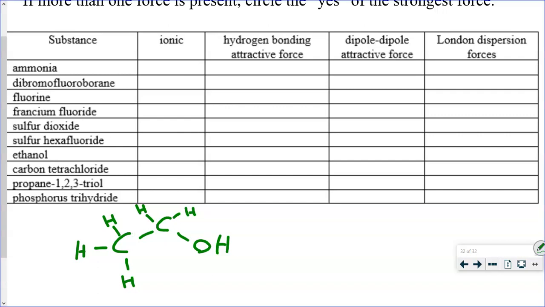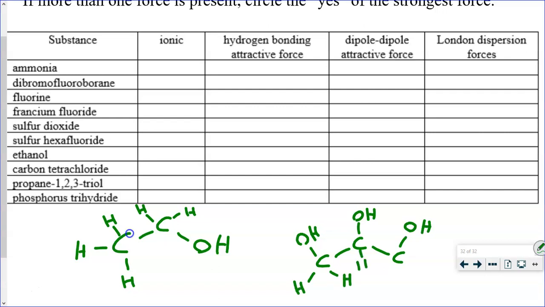Propane 1,2,3 triol is going to look like this. It's a carbon chain of 3. And each carbon has an alcohol group coming off. So this one has an OH, and this one has an OH, and this one has an OH. And there would be 2 hydrogens hidden here, another hydrogen hidden here, and two more hydrogens over here. And again, those little alcohol groups are polar.